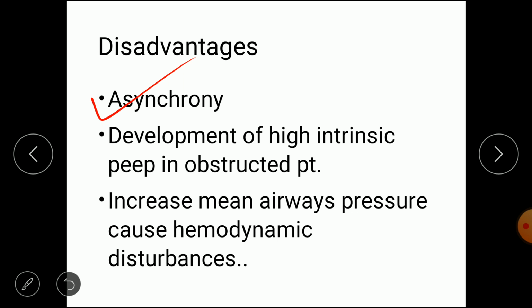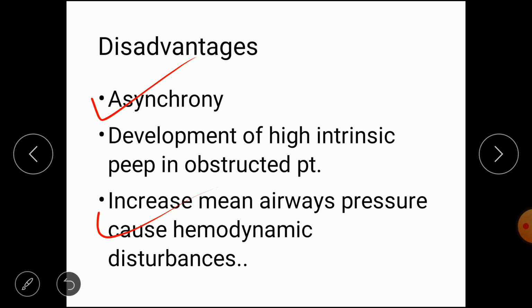So that's why we have to measure hemodynamic disturbances, because they affect blood flow. Which factors affect blood flow is studied in the hemodynamic condition. So in AC control mode, hemodynamic disturbances occur. That means there are some factors, that is mean airway pressure, which affect the blood flow of the body.